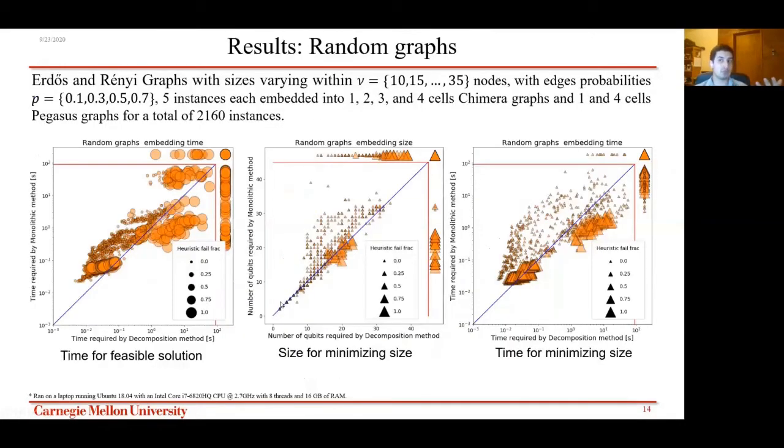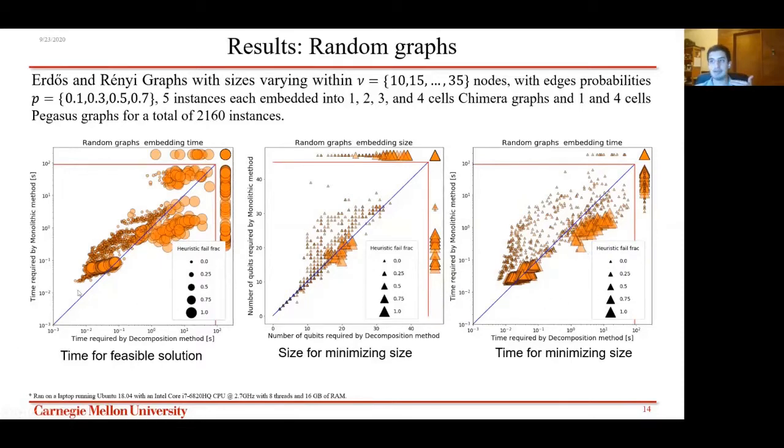Now, for truly random graphs, or those rangy graphs varying in size from 1 to 35, in probabilities of the edges from 0.1 to 0.7, generating 5 instances each and trying to embed them into 1, 2, 3, and 4 cells of Chimera, 1 or 4 cells of Pegasus, we end up with a large computational study with more than 2,000 instances that we're solving here. In these plots, we're only comparing the decomposition method versus the monolithic method. And we see on the x-axis, the decomposition method, on the y-axis, the monolithic method. For this is the time to find a feasible solution. Here we have the size when we're minimizing the size of the embedding and the time to minimize the embedding.